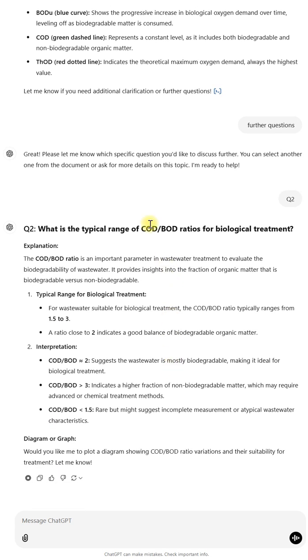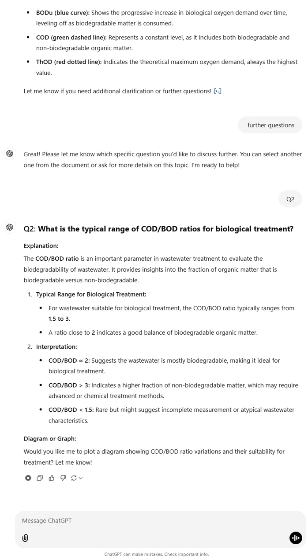Q2. What is the typical range of COD-BOD ratios for biological treatment? Explanation. The COD-BOD ratio is an important parameter in wastewater treatment to evaluate the biodegradability of wastewater. It provides insights into the fraction of organic matter that is biodegradable versus non-biodegradable.